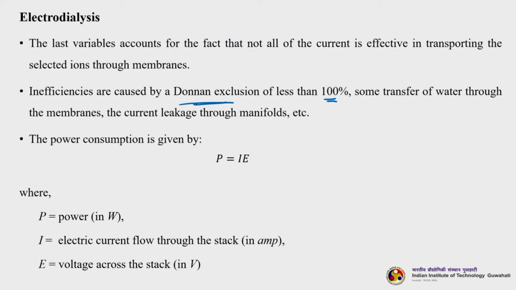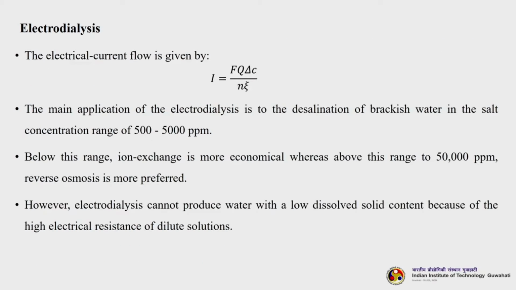Power consumption can be calculated by P equals I times E, where P is the power in watts, I is the electric current flowing through the stack in amperes, and E is the voltage across the stack in volts. The electrical current is given by I equals F Q delta C by N zeta. The main application of electrodialysis is to desalinate brackish water with a salt concentration of usually 500 to 5000 ppm. Below this range, that is below 500 ppm, ion exchange is more economical, and above 50,000, reverse osmosis is better.